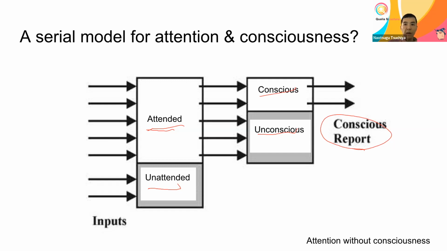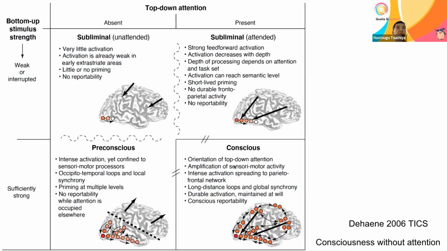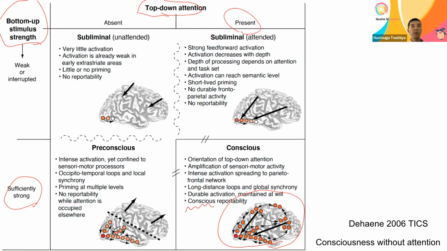So this type of model is consistent with the global neuronal workspace theory by Stanislas Dehaene and colleagues. I talked about it a couple of weeks ago, but stimulus-wise, it needs to be sufficiently strong, and then top-down attention also has to be applied to make it broadly available across all the cortical areas. And that supports conscious reportability.